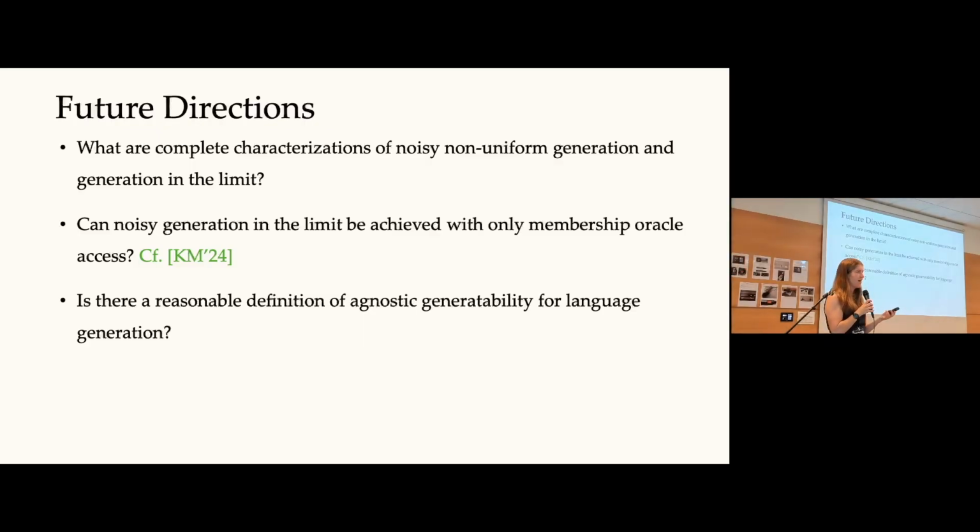And lastly, I think that one more open-ended question is, what's a reasonable definition of agnostic generatability? So even this notion with noise is still somewhat realizable in that the adversary is generating data points from the true language subject to a few mistakes. But it's interesting to think about how would we define a notion where the adversary itself is not constrained, but we compare our generator to a weaker goal that compares to some language class or something like this.